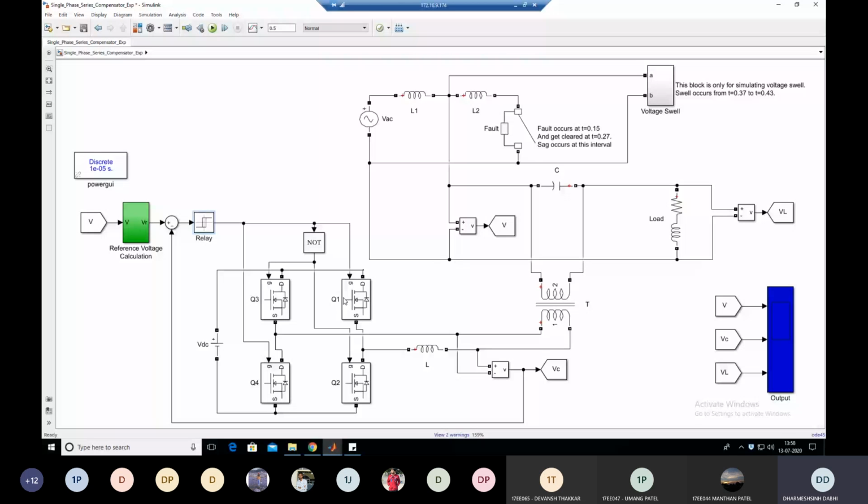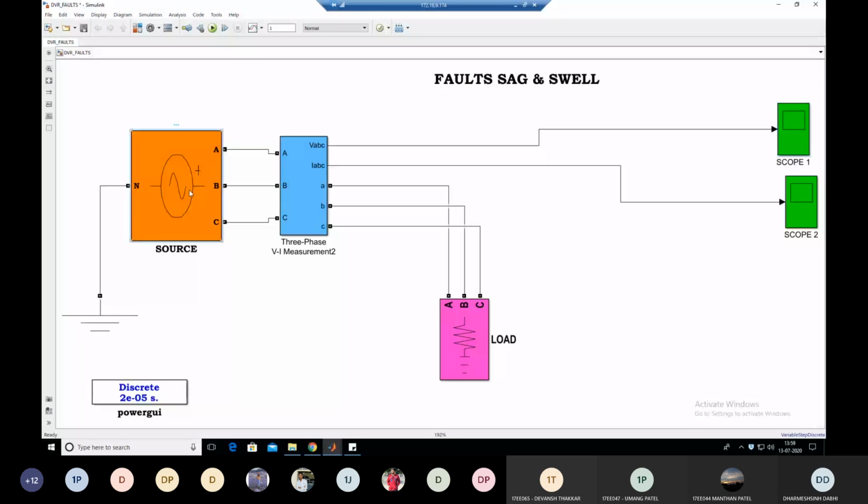So I hope it is clear to all the modeling of DVR in MATLAB, how to create the voltage sag and voltage swell in single phase circuit. One way to create the sag or swell is by using the breaker. You can see here in this circuit. The second way to create the voltage sag and swell is by changing the magnitude of the source voltage here in three phase.